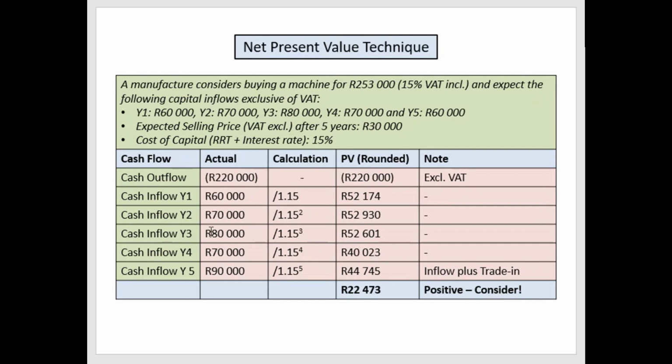At the end of year 3, I expect 80,000 to come in. Now I divide it with 1.15 to the power 3. If this confuses you, think year 1 to the power 1, year 2 to the power 2, year 3 to the power 3, and so forth. Okay, it's not like you can really make a mistake. In year 4, 70,000 divided by 1.15 to the power 4, and in year 5, 90,000 divided by 1.15 to the power 5. Please go and play on your calculators, like I always say, and make sure that you get the correct answers.